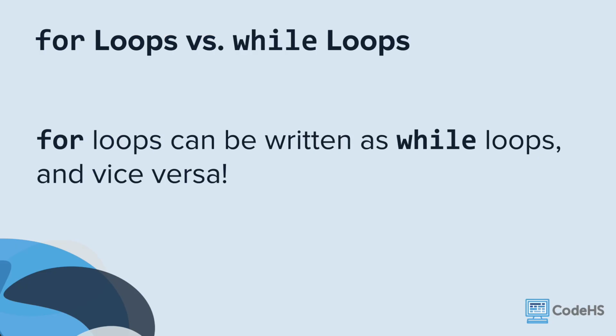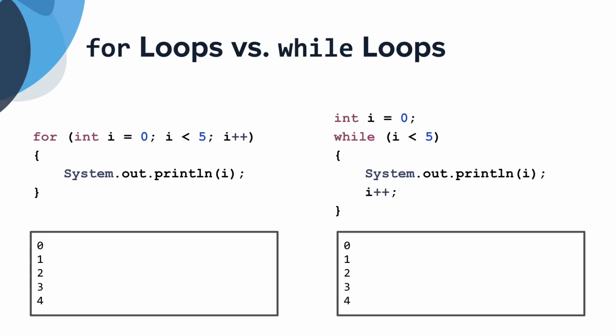If you've noticed that while loops and for loops share some similarities, you're right. You can actually write for loops as while loops and write while loops as for loops. Let's take a look. For example, if you wanted to count up from 0 to 4, you can write a very similar program using a for loop or a while loop.